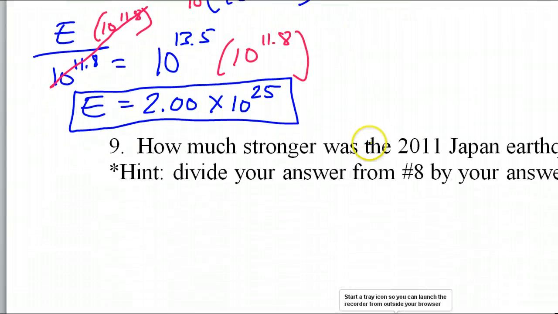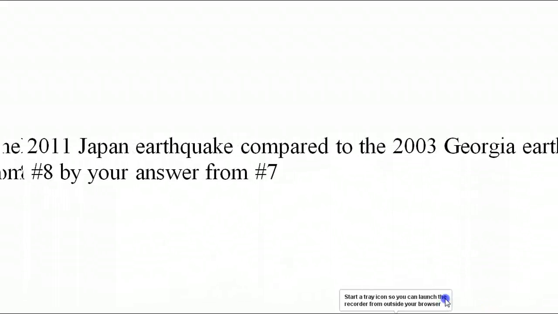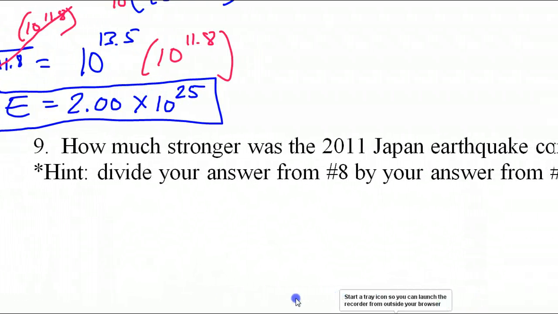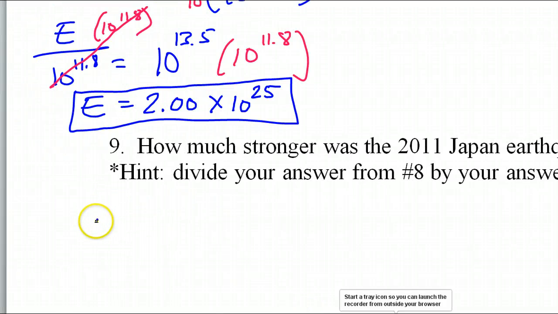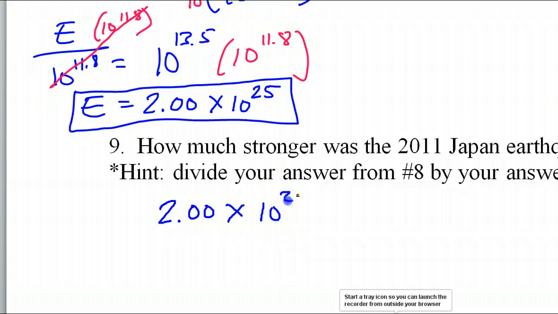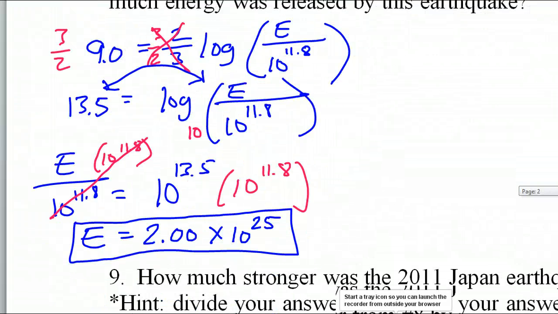Now, number 9. How much stronger was the 2011 earthquake compared to the 2003 Georgia earthquake? Alright, and we're given the hint to just divide. Okay, so let's do that. We will do the Japan earthquake divided by the Georgia earthquake. 1.41 times 10 to the 19th.